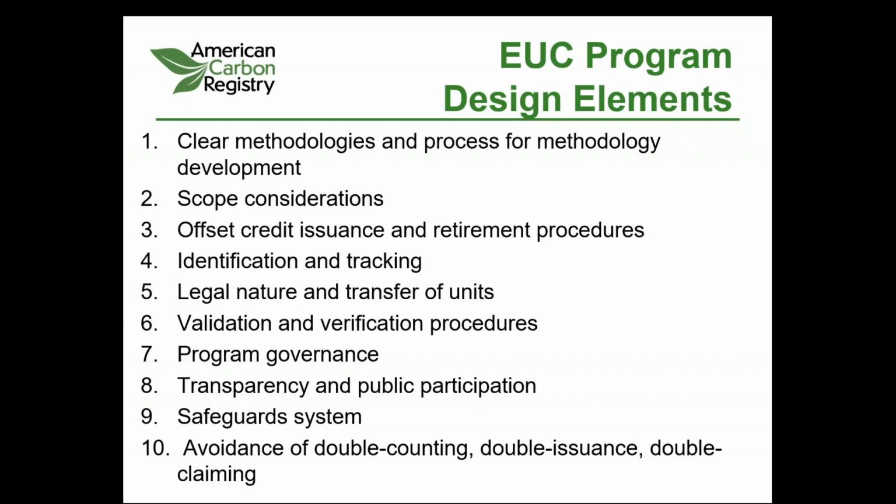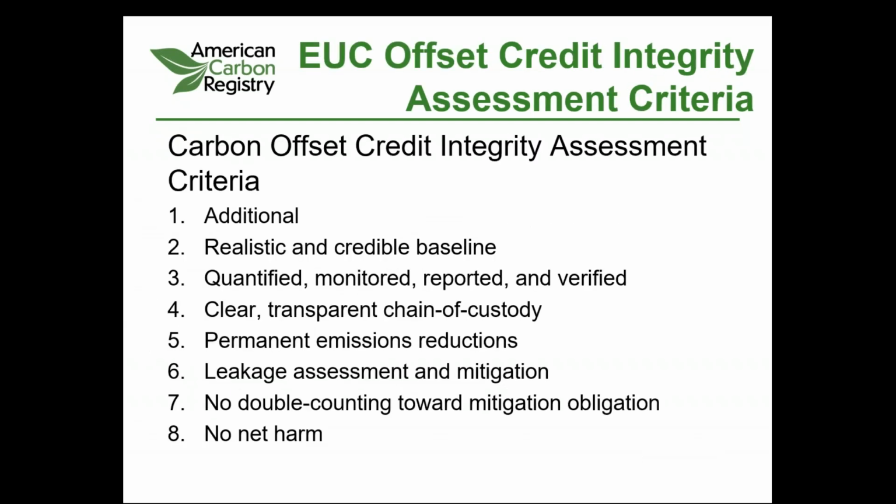For safeguard systems, programs should have in place safeguards to address environmental and social risks. For sustainable development criteria, programs should disclose sustainable development criteria and requirements for reporting on contributions to sustainable development. And for avoidance of double counting, issuance, and claiming, programs should provide information on how they address double counting, issuance, and claiming in the context of evolving national and international regimes for carbon markets and emissions trading.